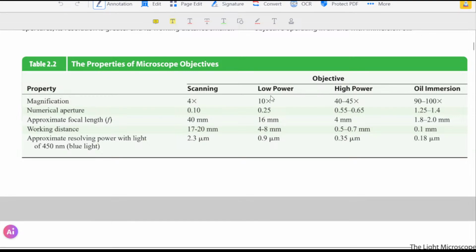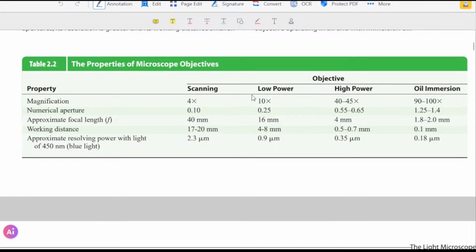So when it is on low power, it means low light. Guys, they have to be more specific. Now they're talking about light here. So it is 10x when it is in best condition, like high power, high light. You can say low wavelength light. So it's 40 to 45x, while in oil immersion, 90 to 100x.